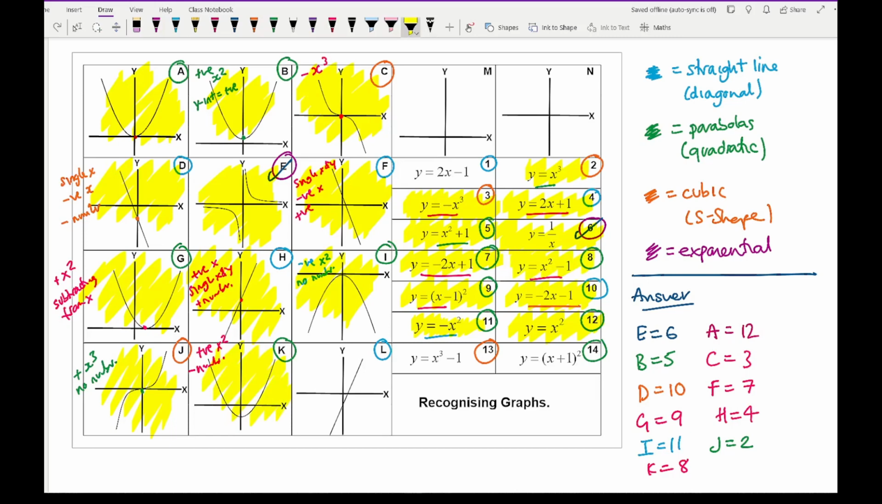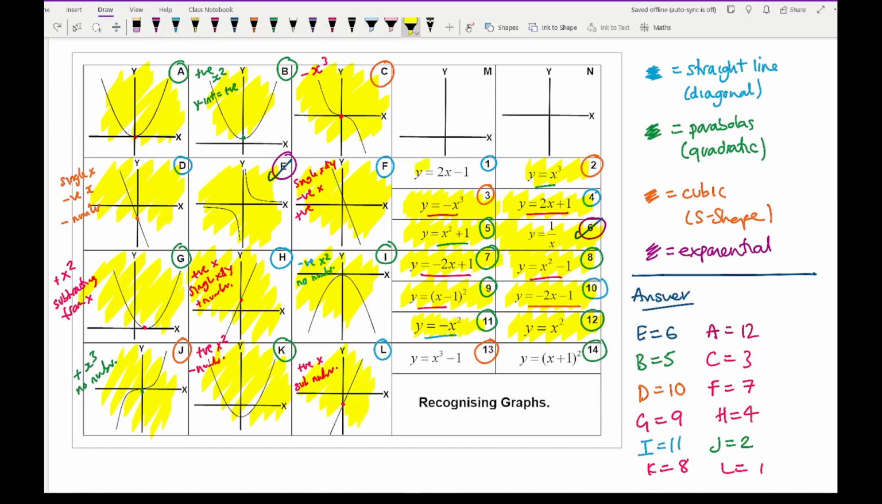And looking at L, so again that's going to be a diagonal line, and there's only one blue one left, so L is going to equal 1. And again, how do I know that? It's because I'm going to end up with a positive x and subtracting a number. So L is going to equal 1. So again, I can highlight that one.